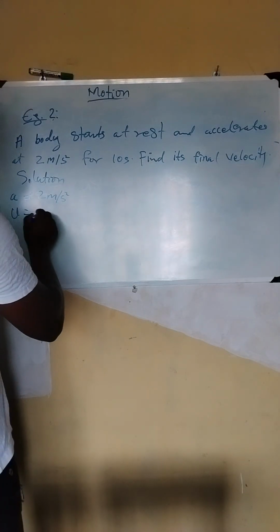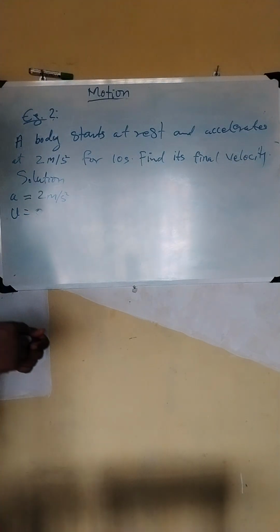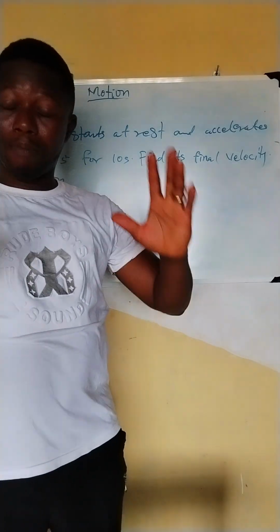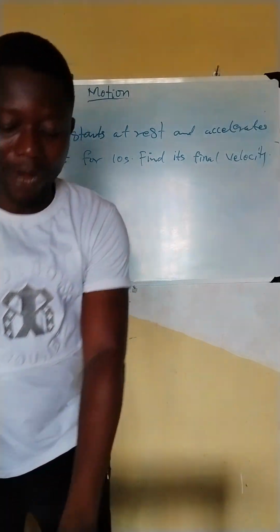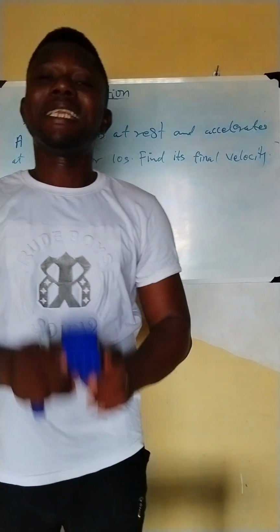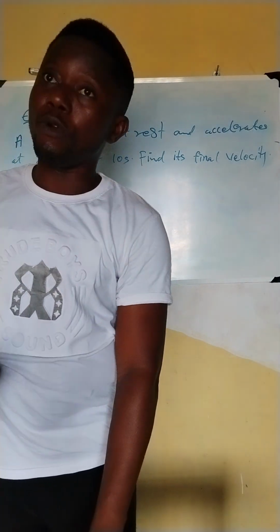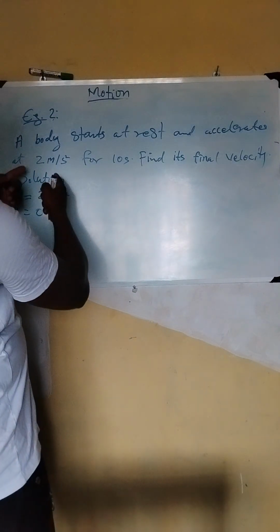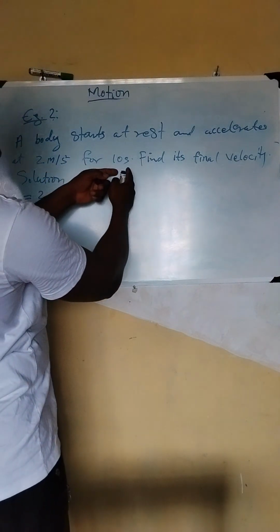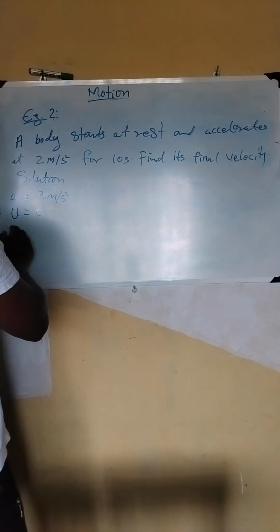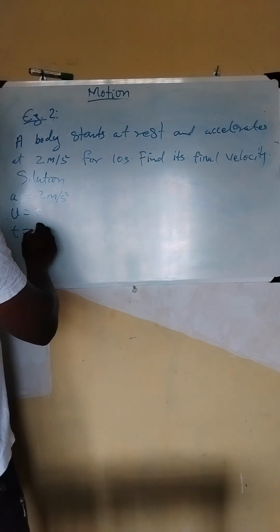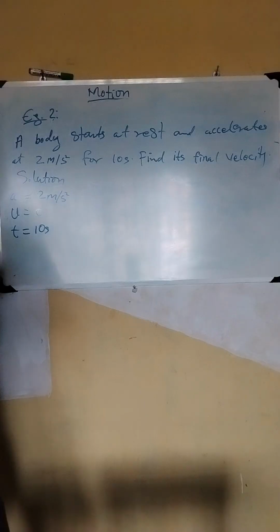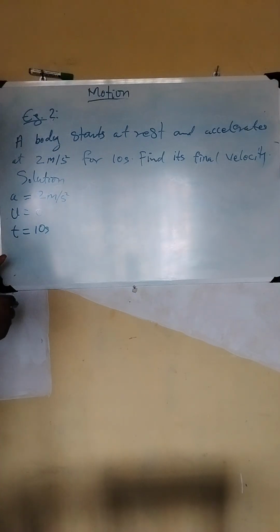So here u is equal to 0, because initial velocity is 0 once the body starts at rest. The body is at rest, and soon the body starts to move. It means that the body has initial velocity of 0. That means u here is equal to 0. Now you are told that the body accelerates at 2 meters per second square for 10 seconds. So here t is equal to 10 seconds. Now you have acceleration, initial velocity, and time.